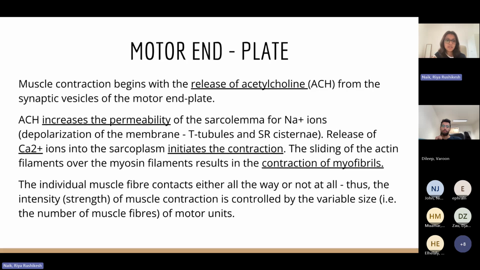The sodium ions will go in, and this causes the calcium ions to go out into the sarcoplasm, which again initiates contraction. And this contraction is basically done when the actin filaments slide on top of the myosin filaments. And like I said earlier, the contraction stops when the calcium ions return back to the SR.